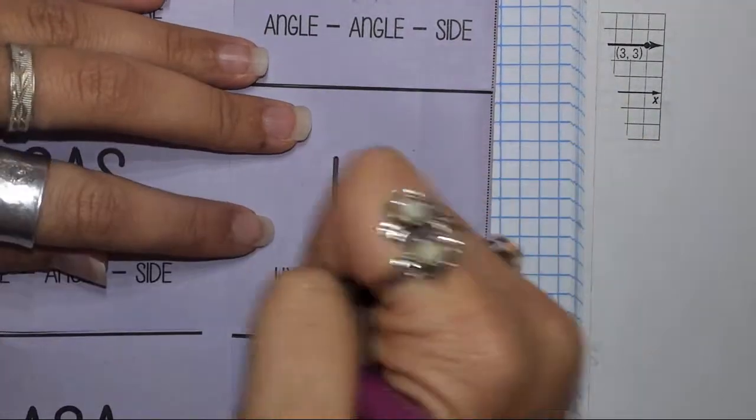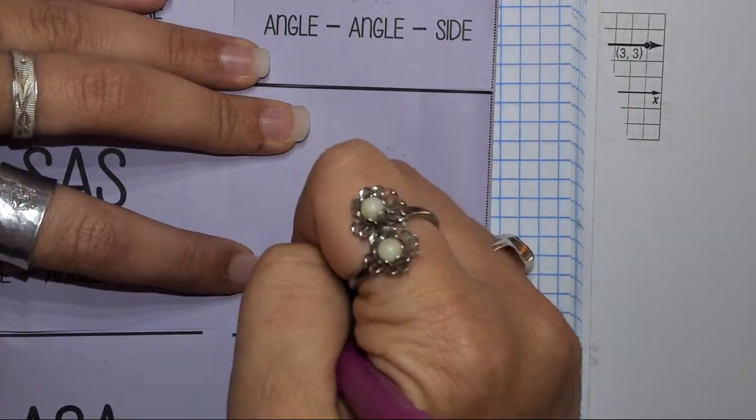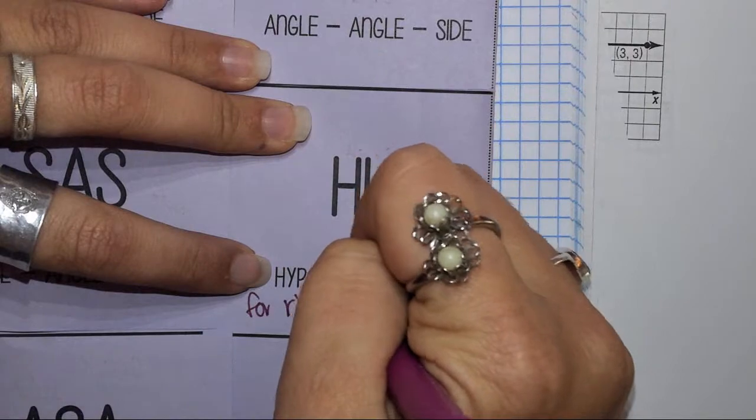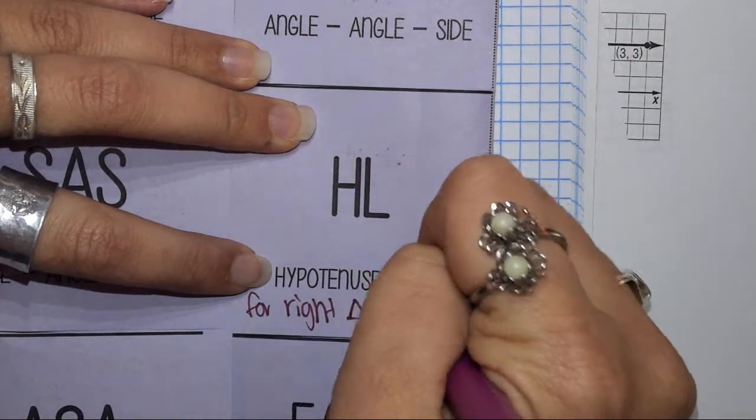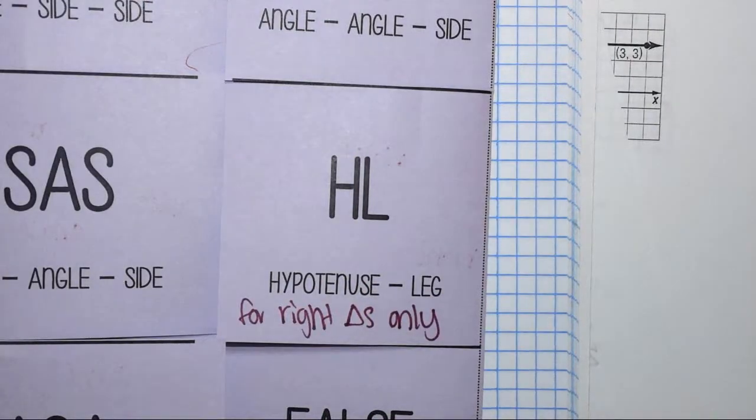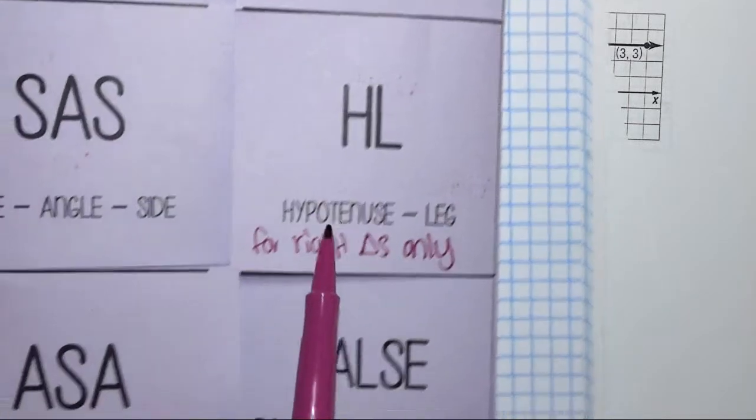So this is for right triangles only. All the others can be used for any triangle that we want in the entire world. But this is for right triangles only.